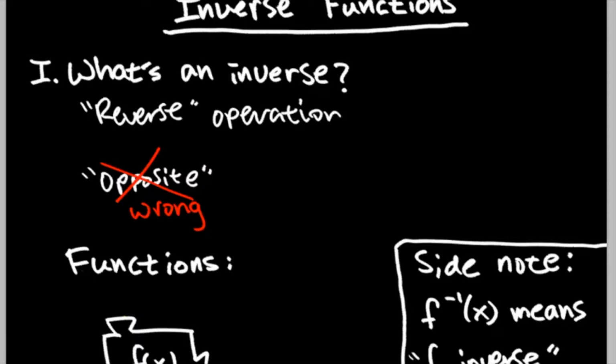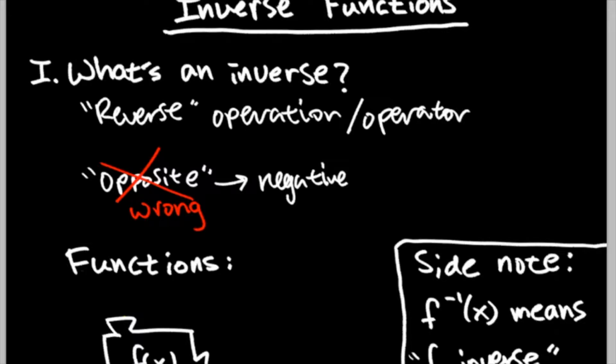Because opposite, what that really means in math is just negative or positive. So if you're looking at the negative of something, it's the opposite. If you're looking at the inverse, it's the reverse operation. Or you can say operator too. Operation, operator, same thing.